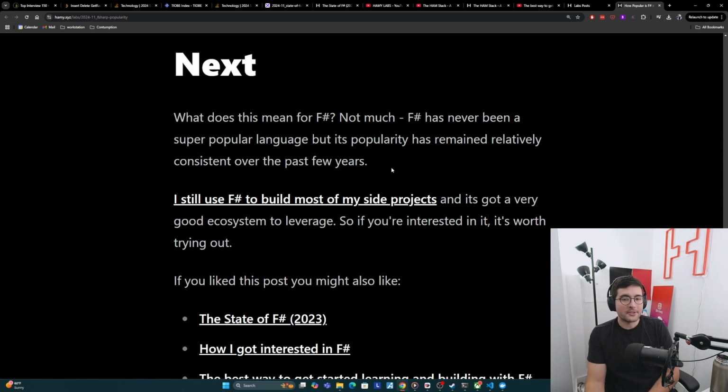Now, personally, I still use F# to build most of my side projects, and I find it's got a very good ecosystem to leverage. We've got the tooling, we've got the whole .NET ecosystem, which C# runs on. So we've got basically any library you could ask for. And .NET is fast, very fast. And so I think if you're interested in trying it out, it's totally worth it, and it is honestly one of the better general purpose languages out there, in my opinion. But just know, it's not mainstream.